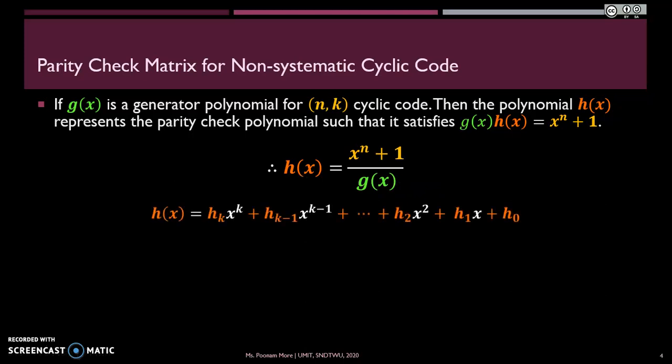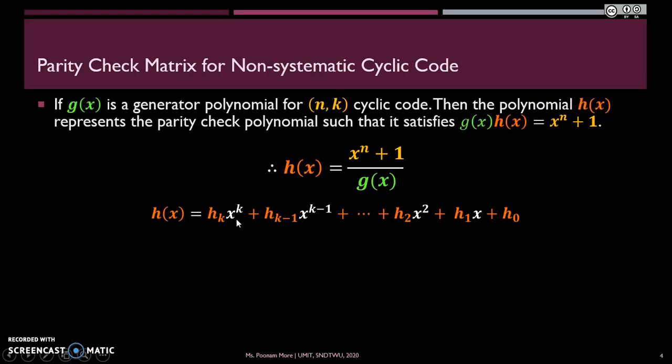And in the polynomial form, we can write h of x as shown over here, where k represents the highest degree of the parity check polynomial, and this k is nothing but the number of message bits.